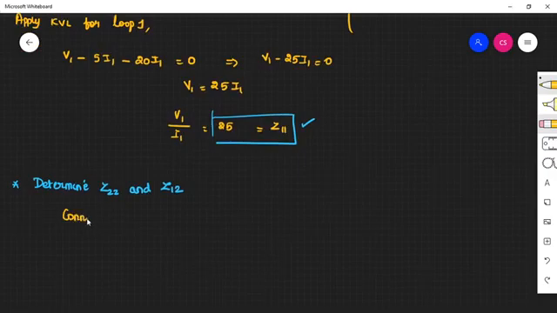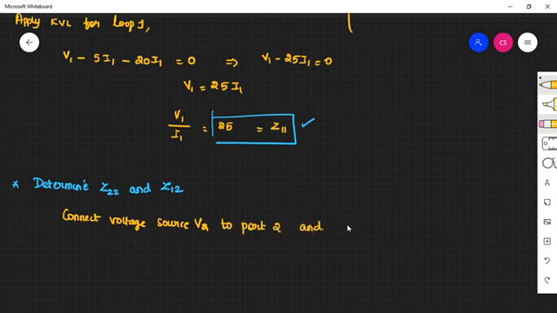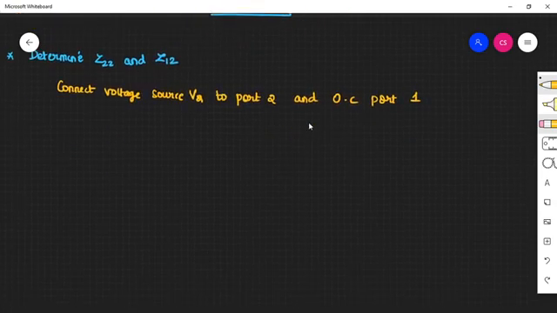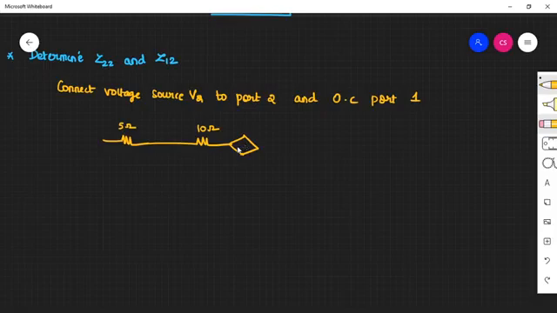So I am going to connect a voltage source V2 to port 2 and open circuiting port 1. Now we will redraw the circuit by connecting a voltage source across port 2. So we will get this 5 ohm will remain the same. We will be having this 10 ohm here. We are having a dependent source here. The value is 4 I1. Next we have a 20 ohm here.